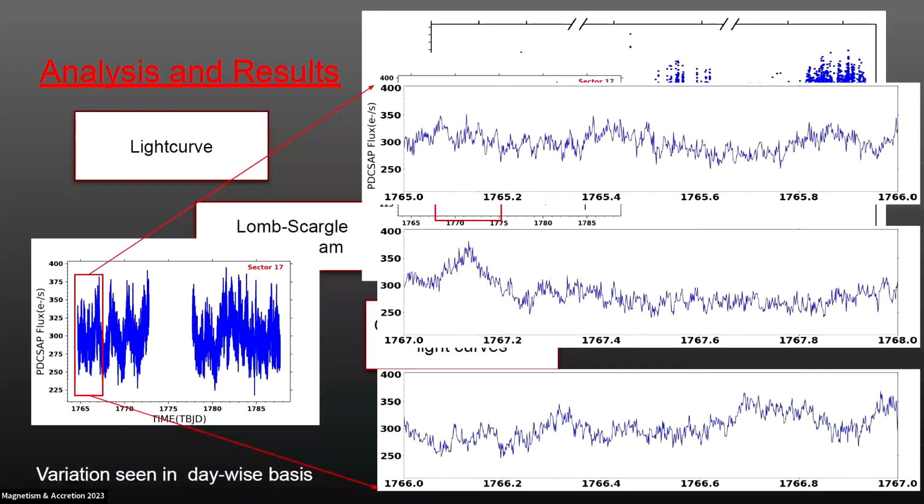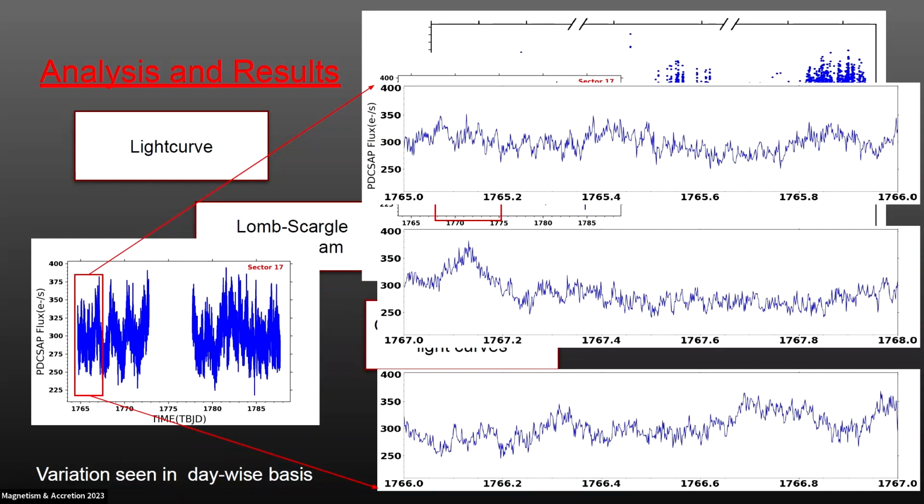Can you switch to the next slide? Okay. Okay, just press enter when I say. I think we see the So, whole slide of analysis and results. okay, so just you are seeing the light curve box, right?